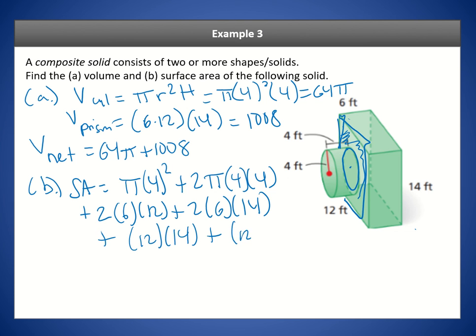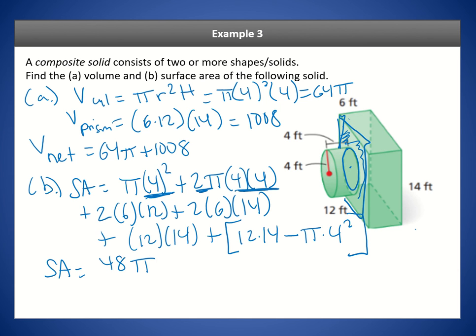Okay, so I'm going to put this in brackets here. It's going to be 12 times 14 minus, and then that area, which is pi times 4 squared. All right, I'm going to clean this up a little bit. So we got 4 squared is 16, so that's 16 pi. This is 16 times 2, which is 32. So 16 pi plus 32 pi, which is 48 pi. Okay, so that takes care of that part.